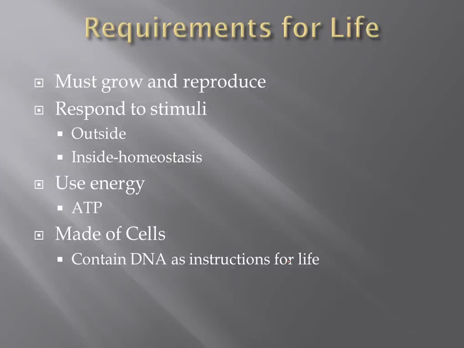All living things must use energy, and the energy that living things use, the battery that powers us, is called adenosine triphosphate, or ATP. It is the whole point of the photosynthetic cellular respiration pathway. We'll talk about that in just a second. All living things must be made of cells. Cell must be the basic unit, and it must contain DNA as its instructions.